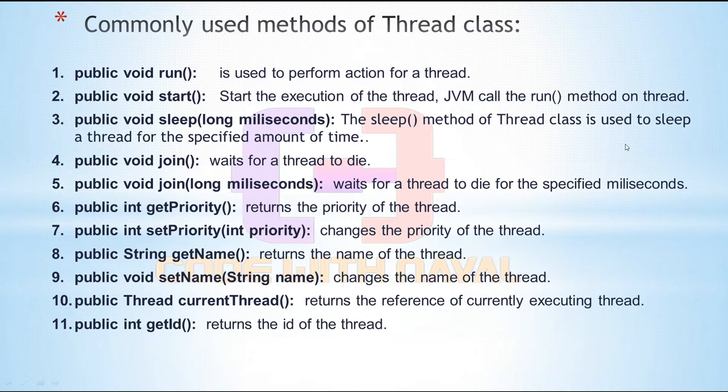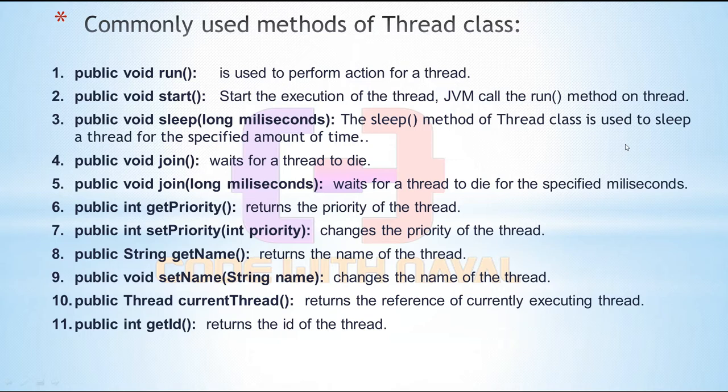The run method is used to perform an action for a thread. When we start a thread, we have to write some code that should be executed at that time. That code we can write inside the run method, because when we start the thread, the run method executes. Then we have the start method, which starts the execution of a thread. The JVM calls the run method on the thread. To start a thread, we use the start method.